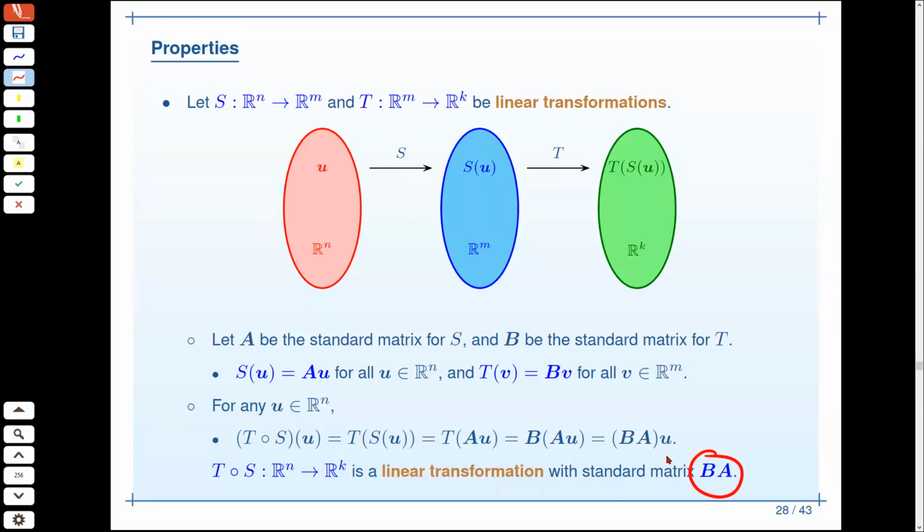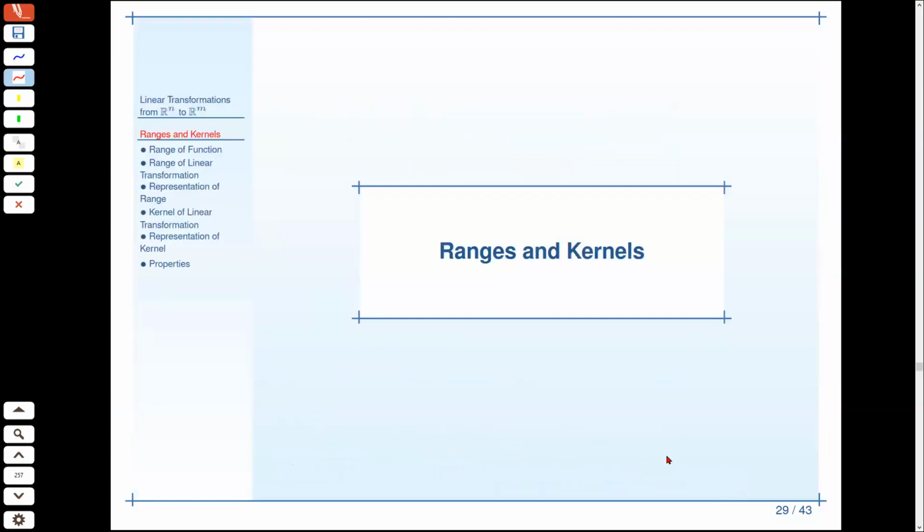Okay, so now let's move to the last part, just a few notations, namely the range and kernel, which are two spaces associated to linear transformations. So what are they?